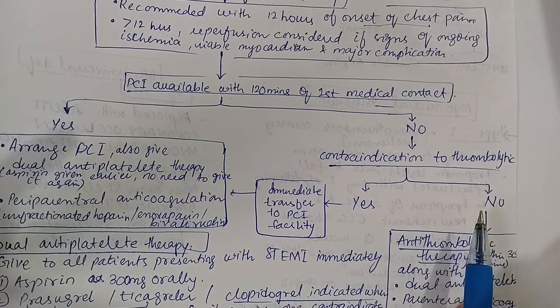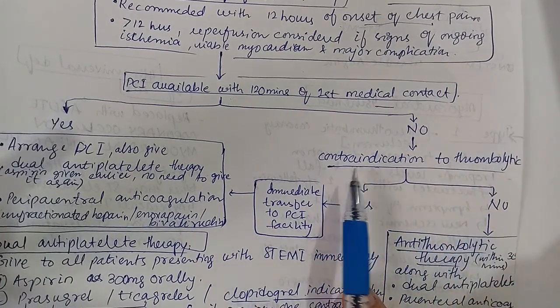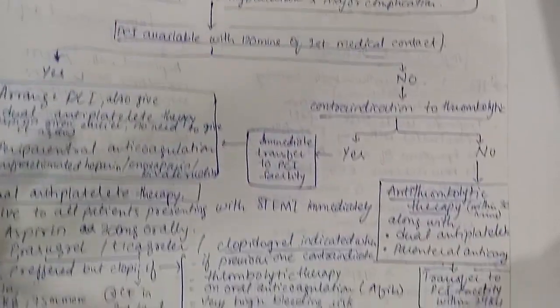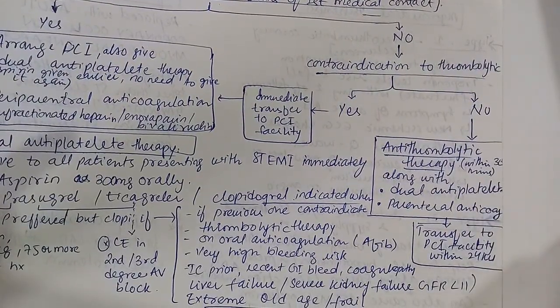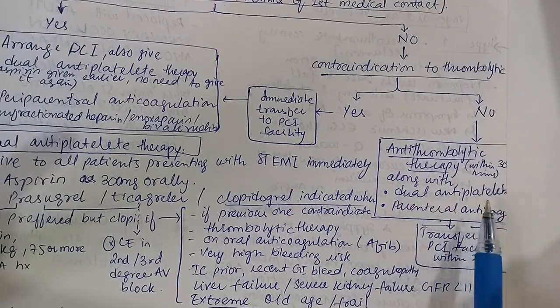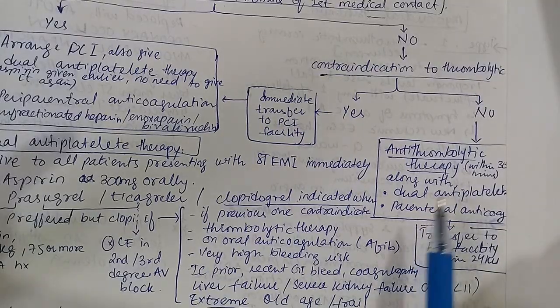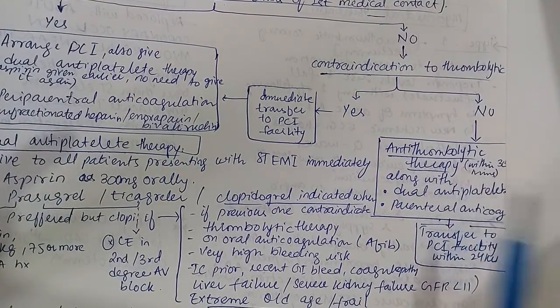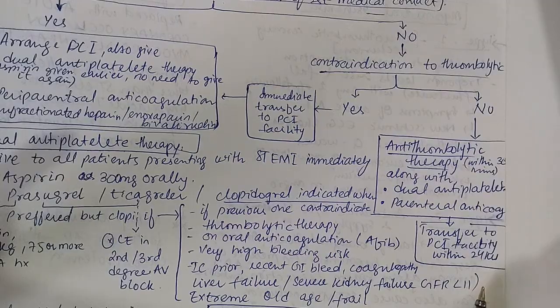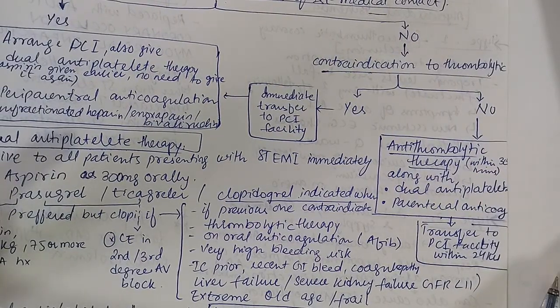Now if the PCI is not available within 120 minutes and there is no contraindication to thrombolysis, now you have to start the thrombolytic therapy within 30 minutes, along with dual antiplatelet therapy and parenteral anticoagulation. And after the thrombolytic therapy, you have to transfer the patient to a PCI facility within 24 hours because a stent has to be placed in the patient with STEMI. So the ultimate management would be PCI. You have to keep that in mind.